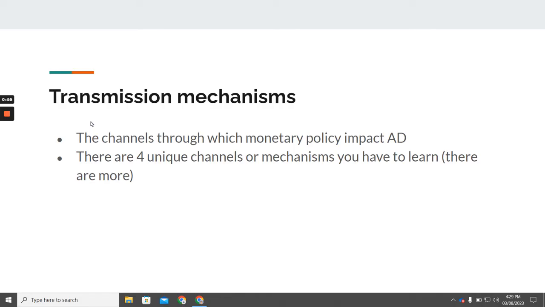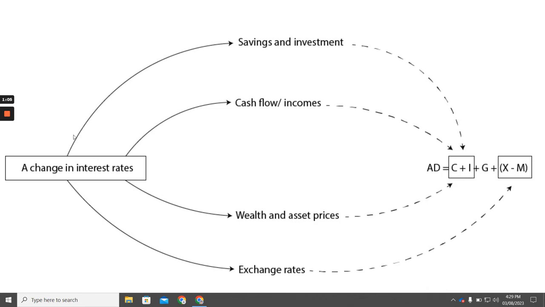And if the RBA cuts or decreases their cash rate target below 3%, so they take a more expansionary stance, all 4 channels will work to increase the level of aggregate demand. Now, I think this is best visualized using this little chart here.